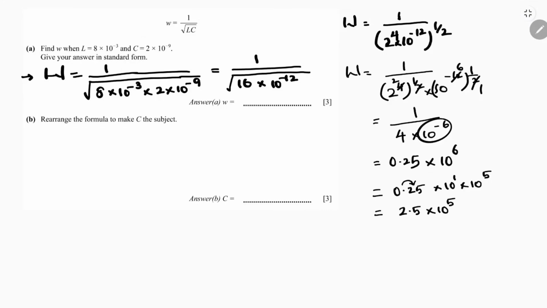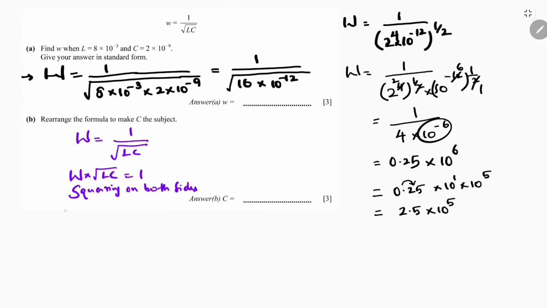Now next question they ask: rearrange the formula to make C the subject. So here W equals 1 by under root LC. If I cross multiply, W into root LC equals 1. I need to make C the subject. So C is here under root, so I'll do squaring on both sides.